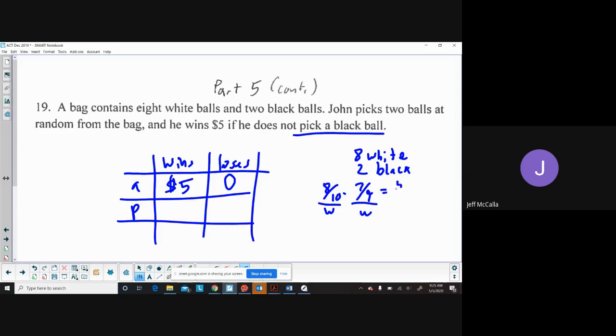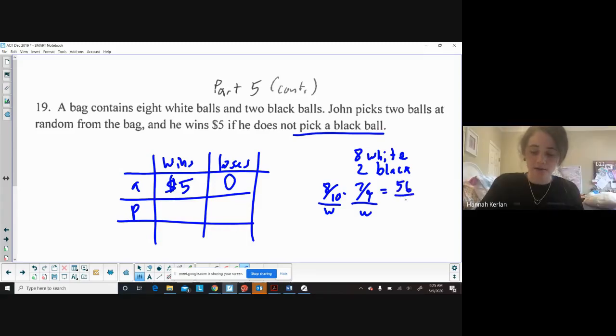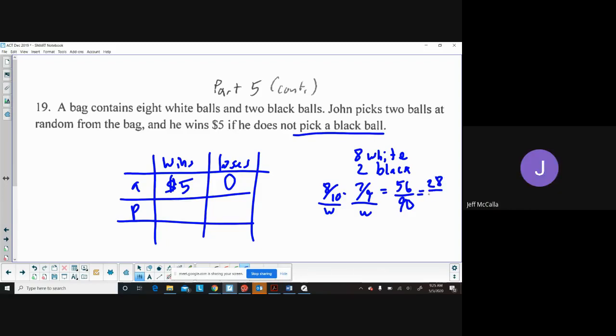So that would be 56 over 90, which is 28 over 45. I'm going to just say it that way. So probability of winning is 28 out of 45. That's actually a pretty good probability of winning. That's not bad. Win roughly half the time.